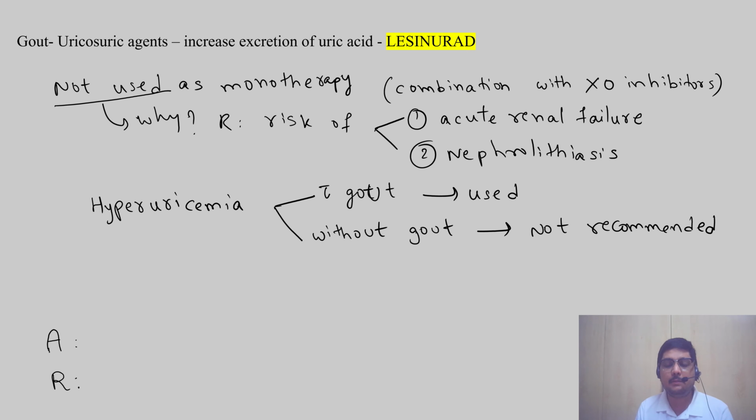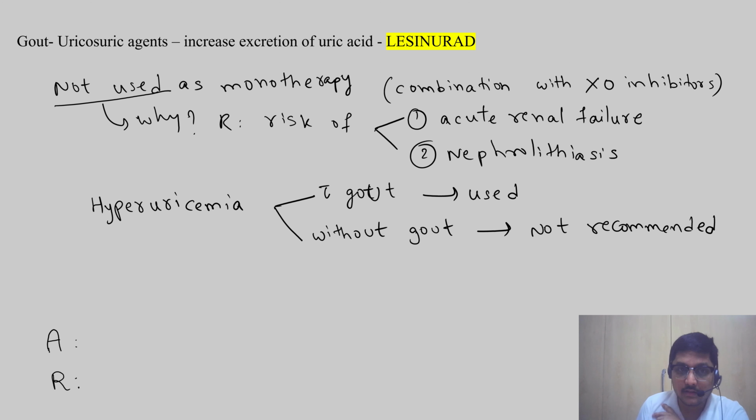So we have seen a common point, right? Nephrolithiasis is a risk for lesinurad and probenecid, these uricosuric agents. This is the reason we often get an assertion reason question. These uricosuric agents work well. What we discussed, there is pooling of uric acid, and we are trying to eliminate it through these agents. It sounds good, right? But these are not recommended as first line agents.